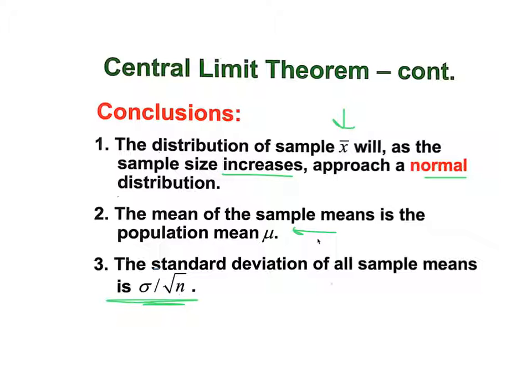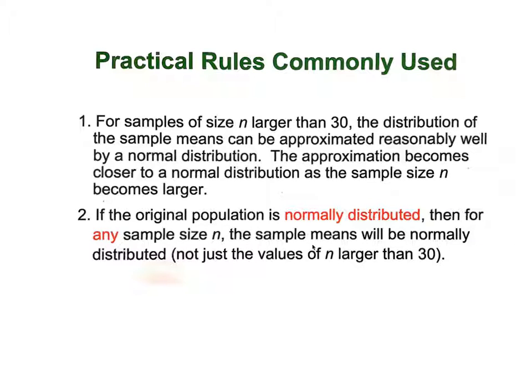This is big down here, number 3. The standard deviation of all the sample means is not just sigma, but sigma divided by the square root of n. N is the size of the population, so you take the square root, size of the sample. Sorry about that. N is the size of the sample, so you take the square root of the size of the sample.